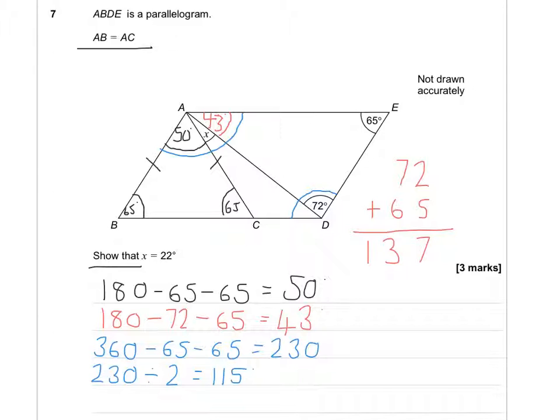Now because I know that this angle has got to be 115, when I do 115 and I take away the 50, and I take away the 43, it's got to give me 22, which it does, and I've shown it. There's other ways to do that one, but that's a way to find that angle.